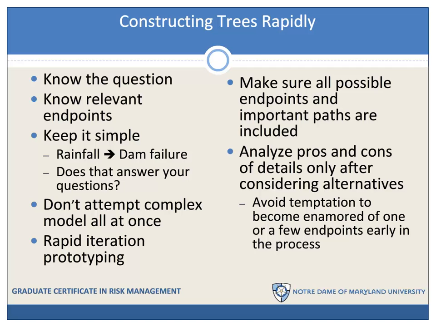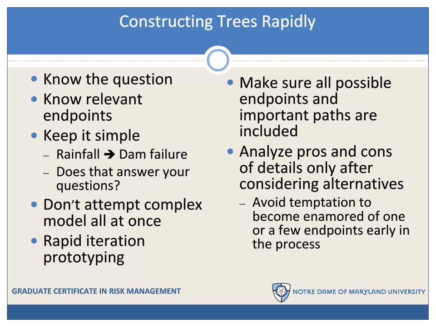If it's not, then you are going to gradually make your model more complex. So my point here is if you're dealing with a dam failure, there are so many things that could happen that if you try to think of them all before you begin your model, you may never begin your model. So don't attempt all the complexity of your model at once. Practice that rapid iteration prototyping. Get a simple model. Rainfall causes dam failure.